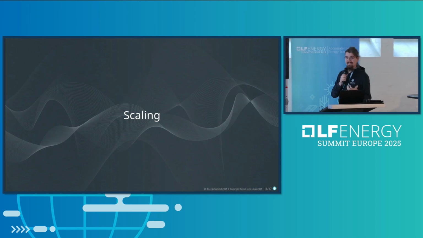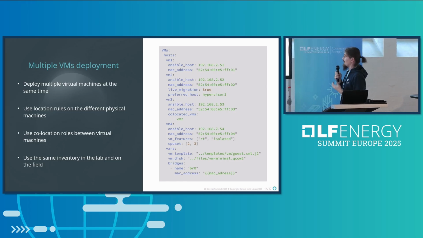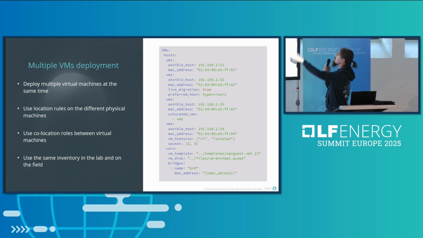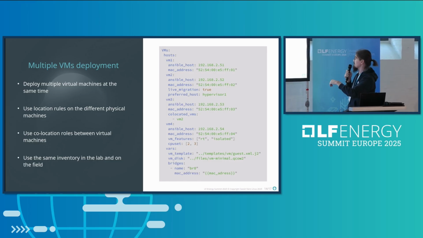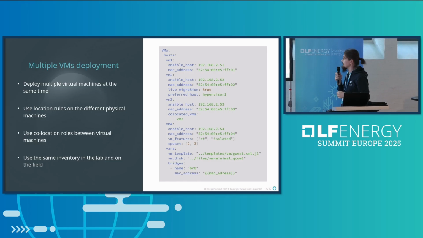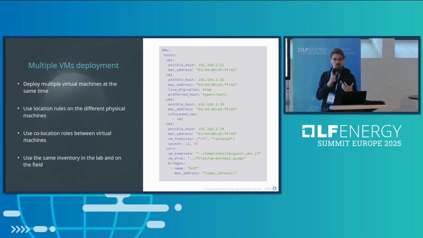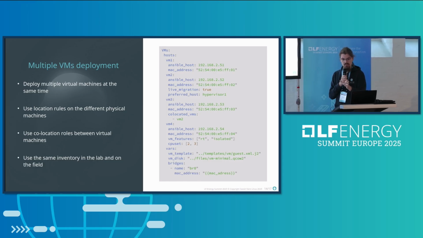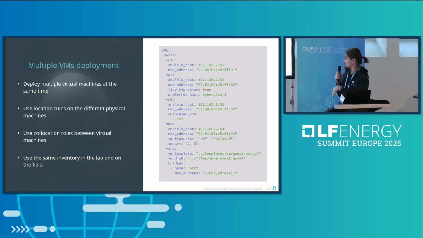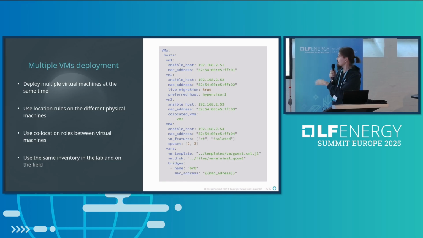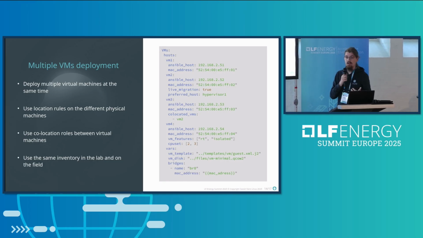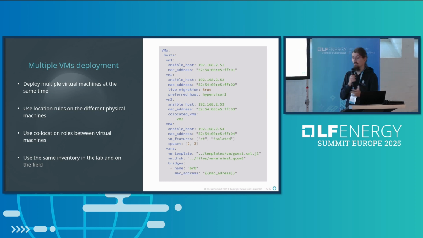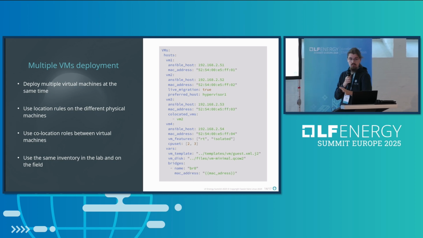Now, last part, how about scaling? If we want to deploy more, how do we do that? First of all, we can deploy multiple VMs at a time with the same type of playbooks. Here, 4 VMs that I deployed with some also standard variables on CPaaS. You can use location rules to choose the machine on which you want your VM to run. Colocation, so which VM should run with which VM on the machine. And you can use the same playbooks as before to deploy all these VMs at once. Again, you can have the same deployment on your lab and on your cluster because everything relies just on this inventory. The rest is CPaaS playbooks and roles that are already done by the CPaaS community.